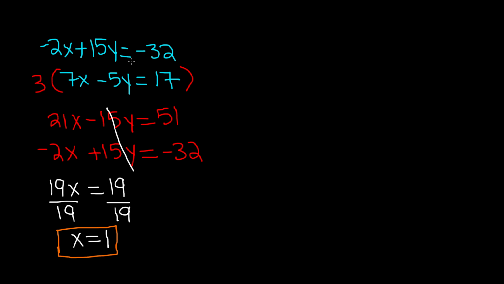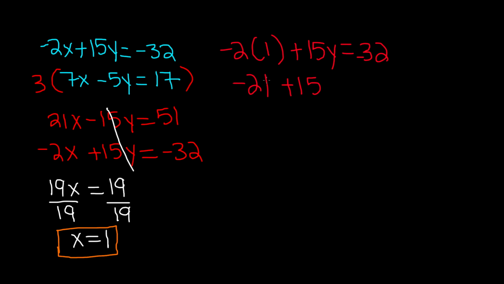Now let's solve for the value of y. So since we know the value of x is 1, let's substitute it in, let's say, the first equation. So we have negative 2 times 1 plus 15y is equal to negative 32. Okay, negative 2 times 1 is negative 2, plus 15y is equal to negative 32.